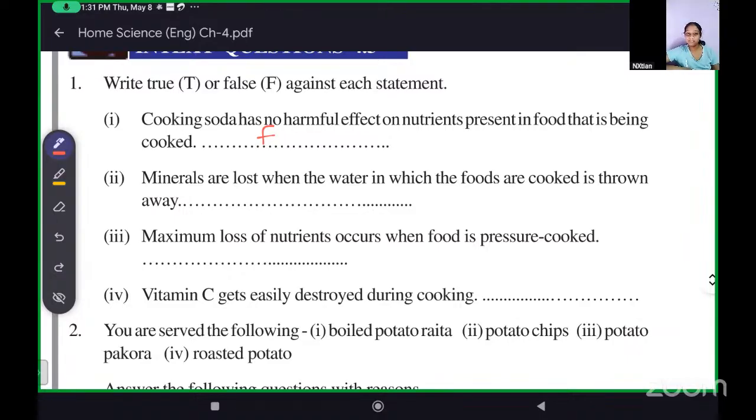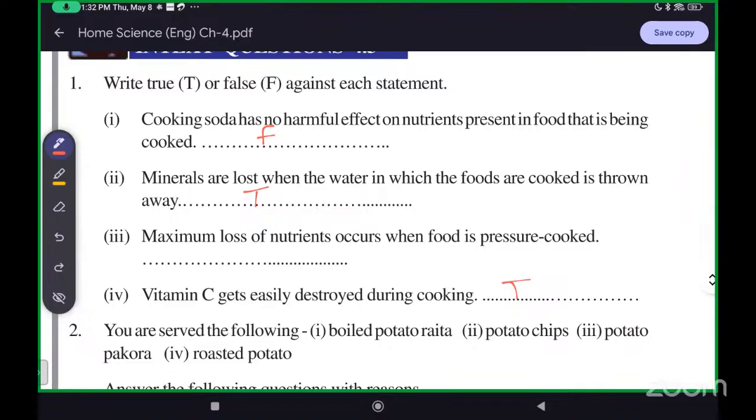Minerals are lost when the water in which the foods are cooked is thrown away. True or false? True. Good. Maximum loss of nutrients occurs when food is pressure cooked. True. True. It's false, I think it's false, maybe. Then vitamin C gets easily destroyed during cooking. True or false? True. Correct. Let me confirm the third one and get back to you.